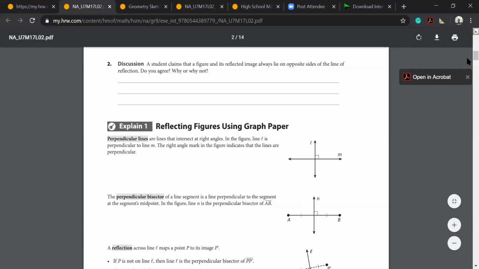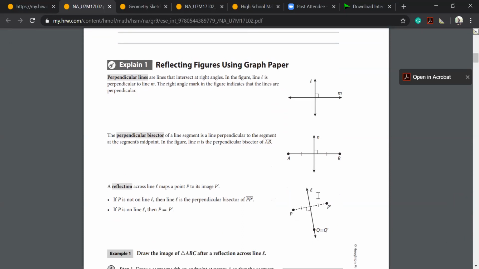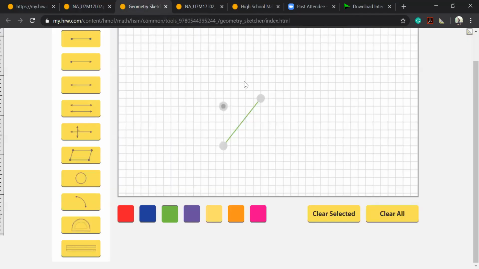He is telling you a reflection across line L, as we can see in here. If this is my reflecting line L, can you see L? And I have point P, and I'm trying to reflect it across line L. What should I do? I'm going to get my ruler and make sure that I'm drawing a perpendicular line until I find P prime. How is this? Let's see it using the geometry sketcher. And please, please focus with me.